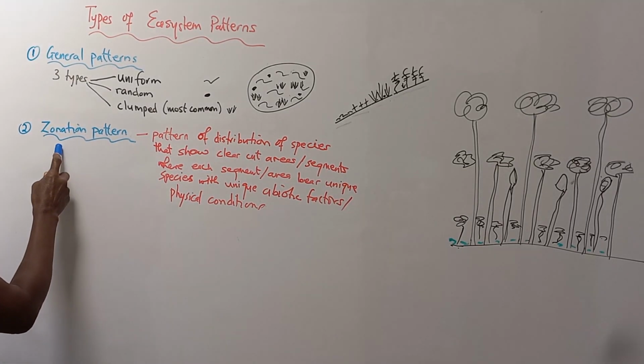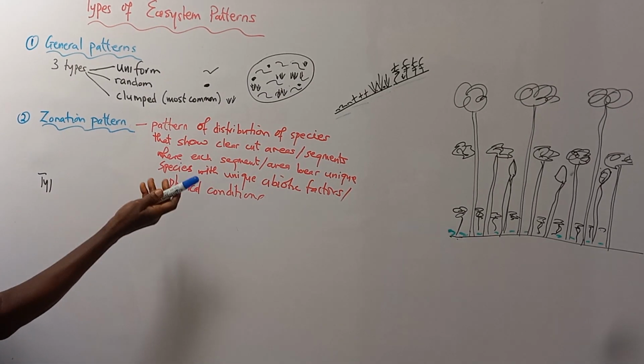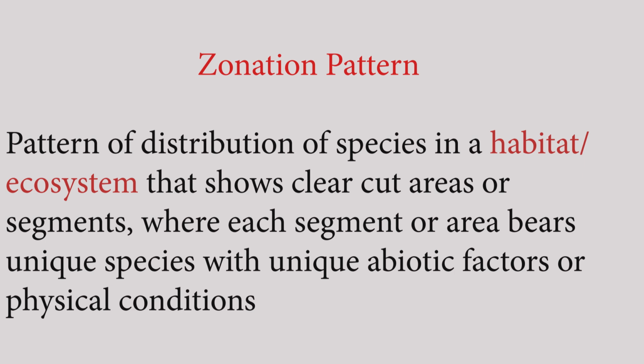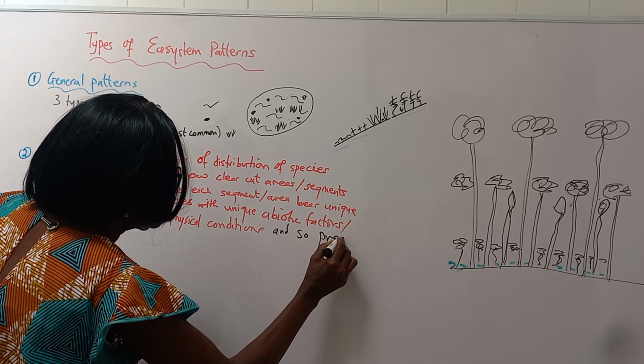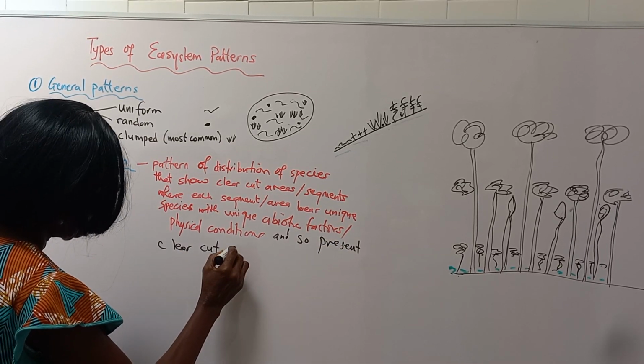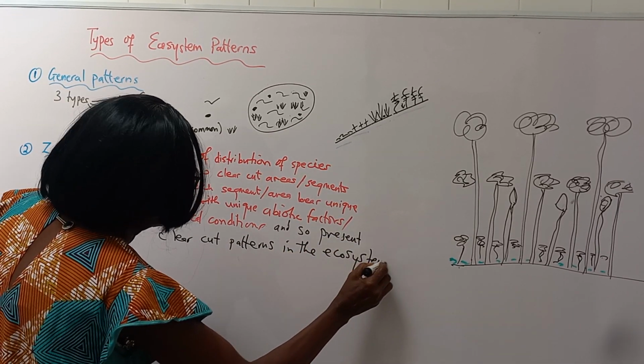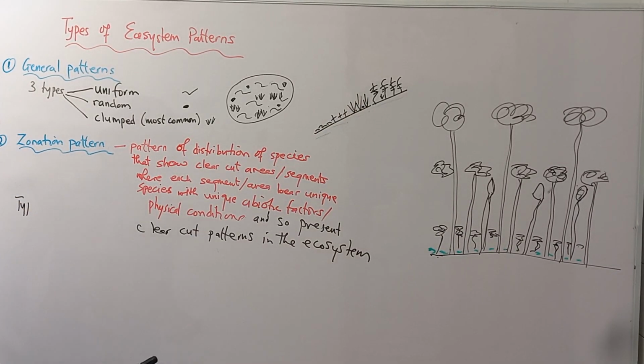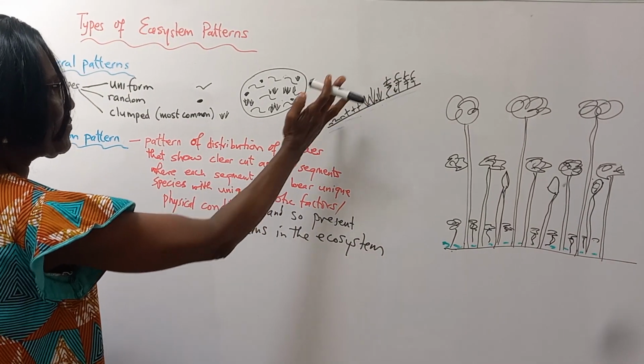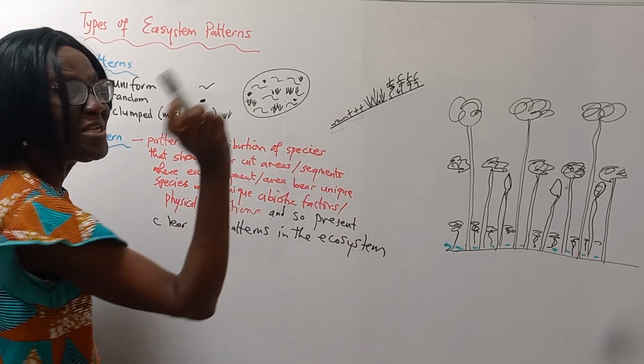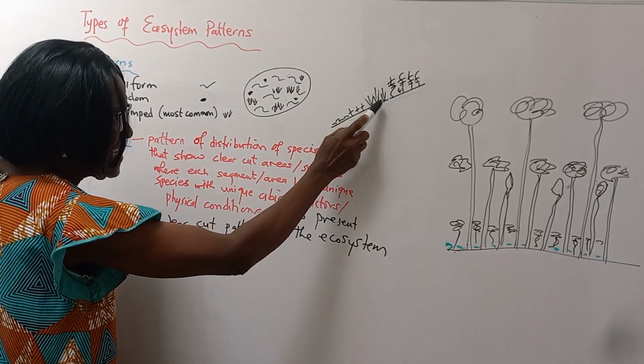And if we want to define a zonation pattern, we can say it is a pattern of distribution of species that show clear-cut areas or segments, where each segment or area bears unique species with unique abiotic factors or physical conditions, and so presents these clear-cut patterns in the ecosystem or habitat. So this is zonation, and it shows a clear-cut pattern with various unique species dominant in each clear area.